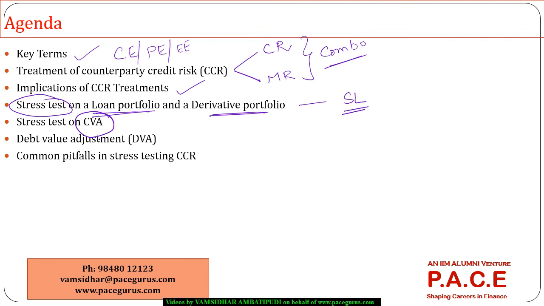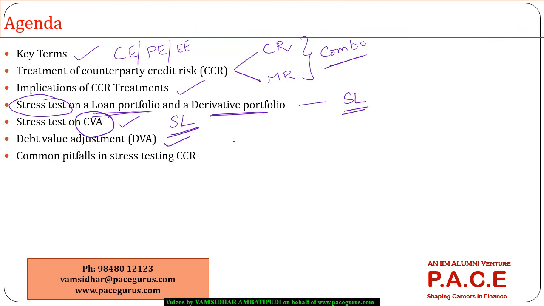Then we are bringing in the credit value adjustment, especially adjustment in the value of the portfolio because of the possibility of a default of a counterparty. So how do I really compute the CVA first of all, and how do I really do a stress testing of the CVA, and how do I compute the stressed loss on a credit value adjustment value.